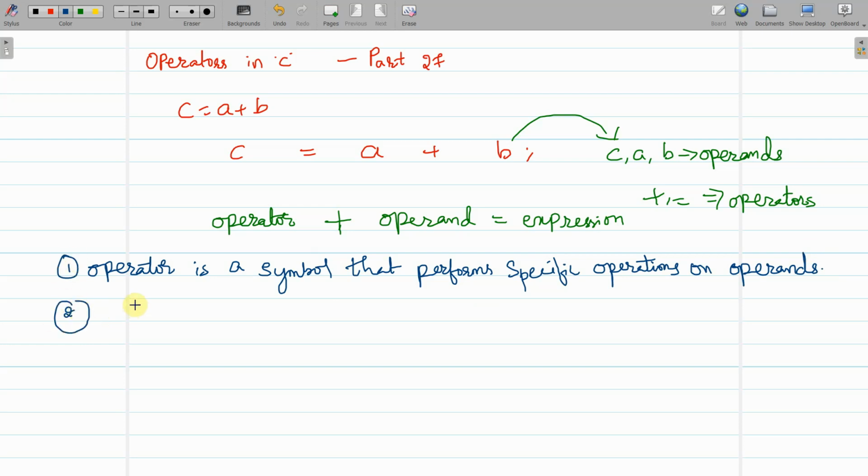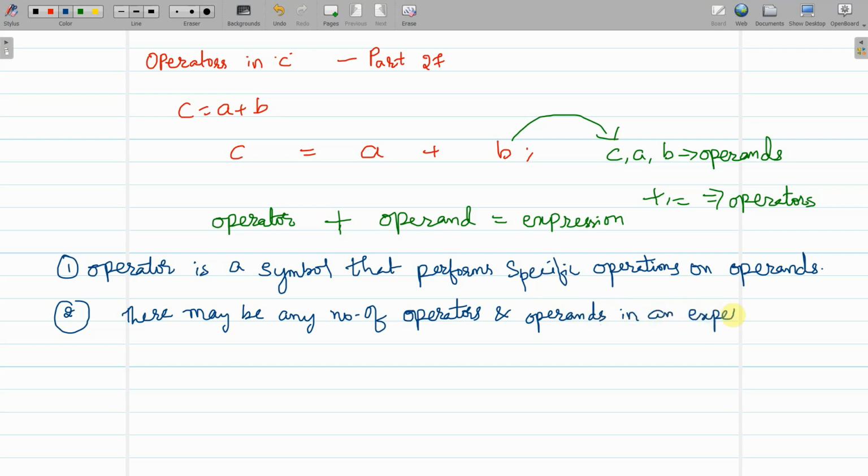Point number two is we can have any number of operators and any number of operands in an expression. There may be any number of operators and operands in an expression. This is point number two you have to understand.